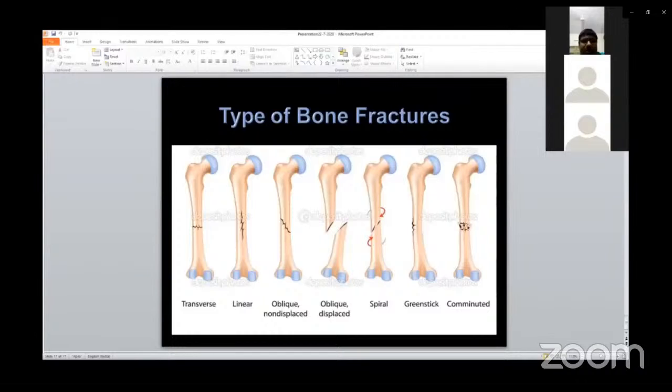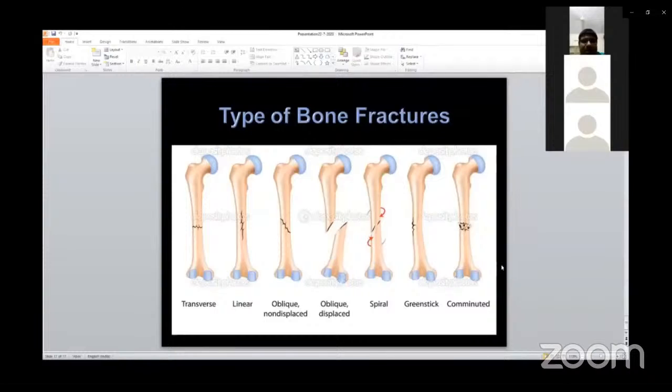It happens when the broken bone ends are forced into each other. The next one is greenstick fracture. Another one is comminuted fracture. Comminuted fracture means there are more broken pieces of bone in the fracture.